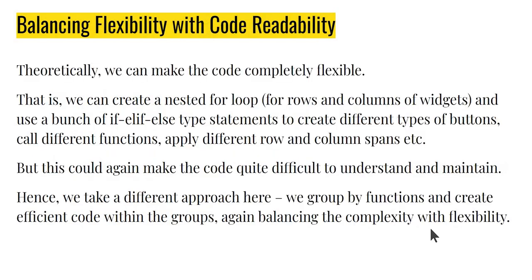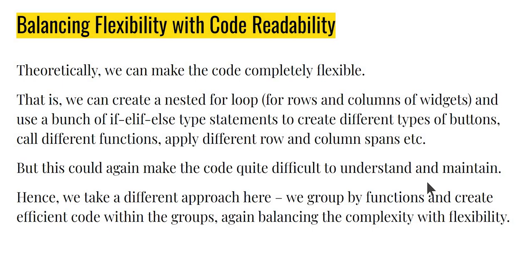So what this means is that we really need to balance flexibility with code readability. Theoretically, we could make it all completely flexible, which means that we just specify a high level layout of the buttons. We specify the function associated with them, a row index, a row span, a column span, and then we put a huge nested loop with a lot of if else conditions to take care of all the scenarios. That would work, but ironically, I think that would make the code quite hard to read and also difficult to maintain. So we take a balanced approach here.